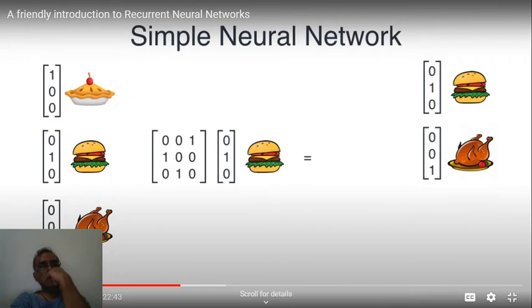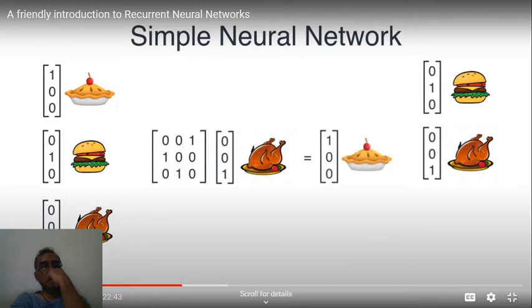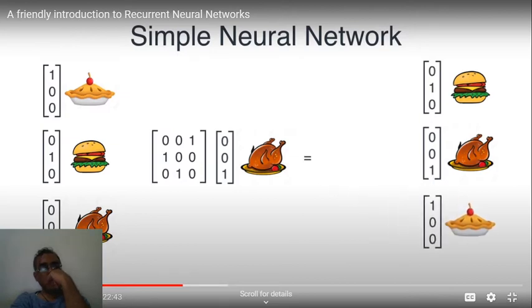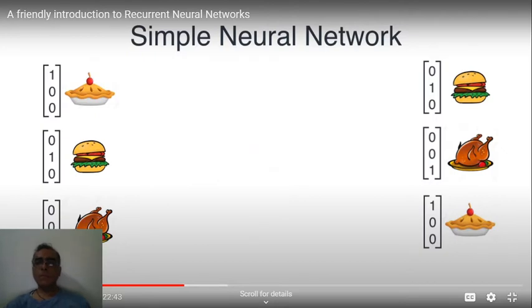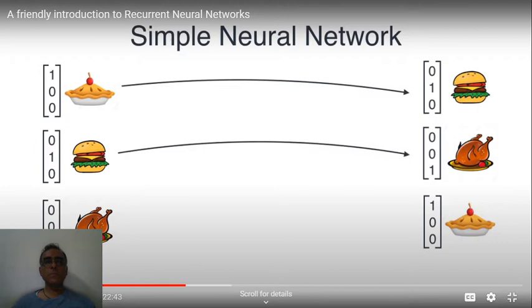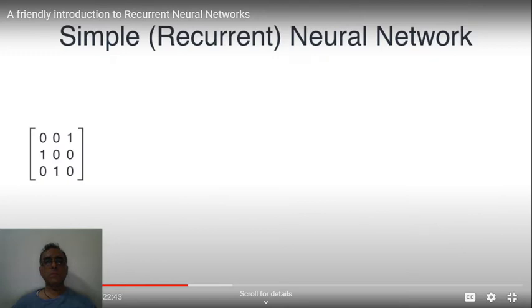And finally, if we multiply the matrix by the vector of the chicken, we get back the vector of the apple pie. So this neural network is simply a linear map that takes the apple pie and maps it to the burger, maps it to the chicken, and the chicken maps it to the apple pie. And it's simply this matrix.